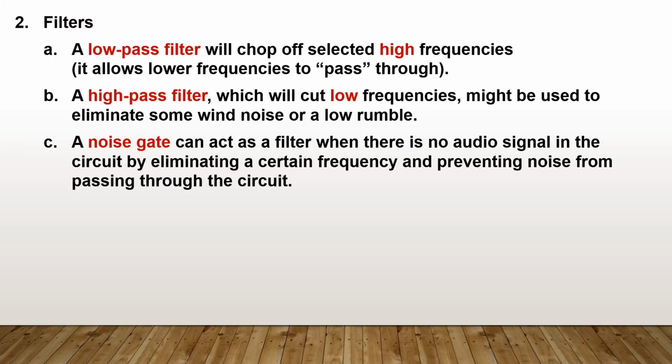A low-pass filter will chop off selected high frequencies and allows lower frequencies to pass through, whereas the other way around, a high-pass filter will cut low frequencies. And that might be something where you're trying to get rid of a rumble or some wind noise or something like that. In general, a noise gate can act as a filter where there's no audio signal in the circuit by eliminating a certain frequency and preventing noise from passing through the circuit. A good example of that might be to eliminate noise from maybe a nearby air conditioner or something like that.